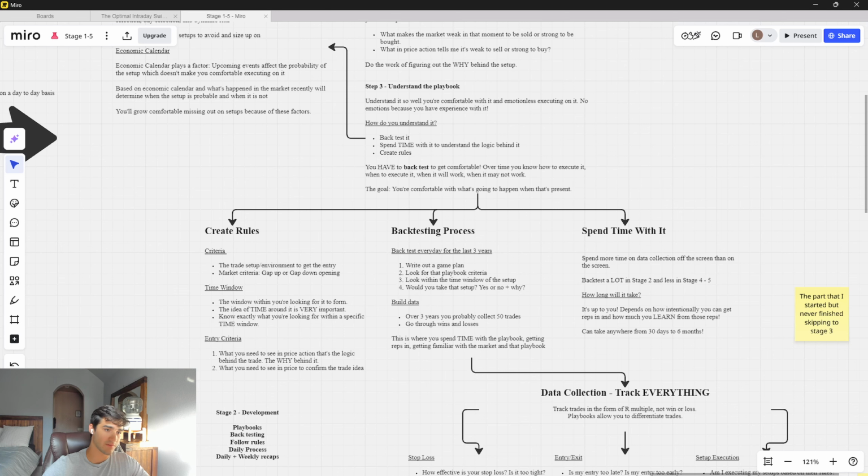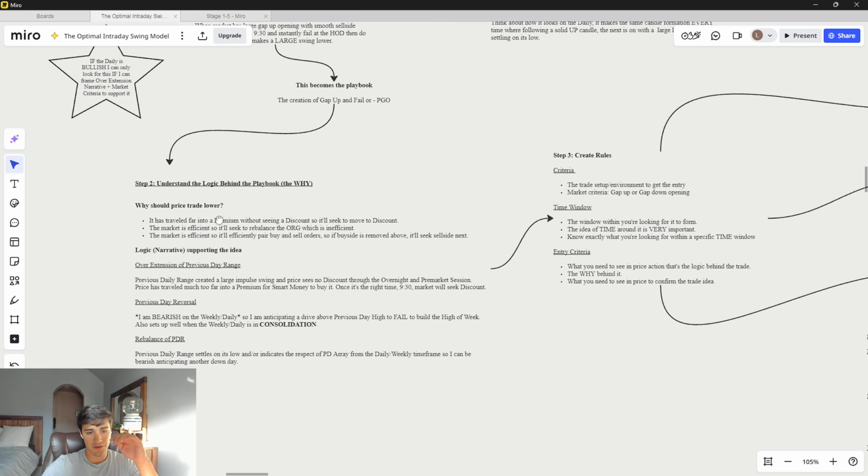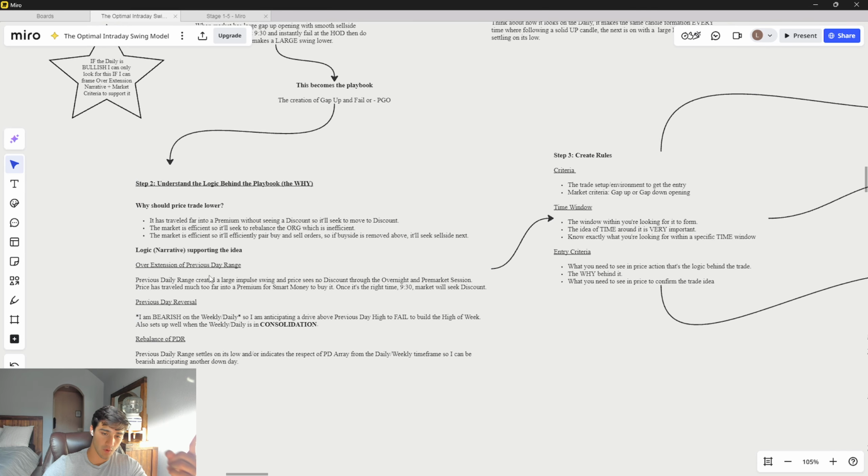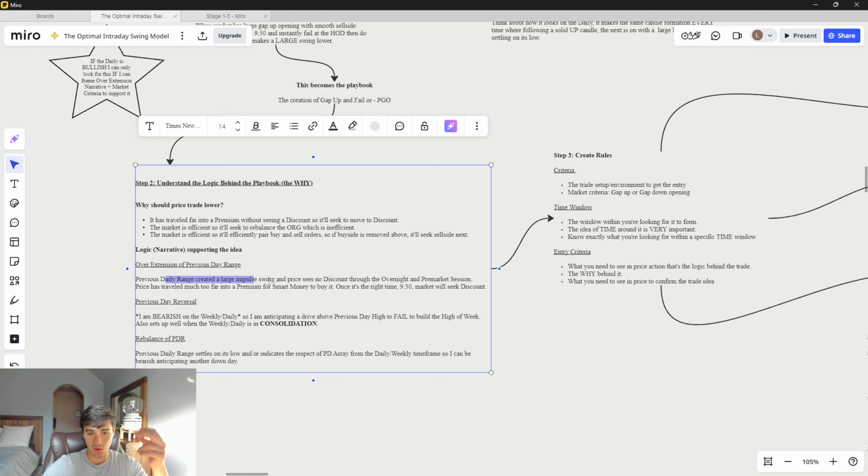So the three narratives that I've framed behind this particular playbook would be, number 1, this move typically unfolds when we have an overextension of the previous day range. The previous daily range created a large impulse swing and price sees no discount through the overnight pre-market session. It's traveled too far into premium for smart money to buy it, and once it's the right time at 9:30, the market will seek a discount.